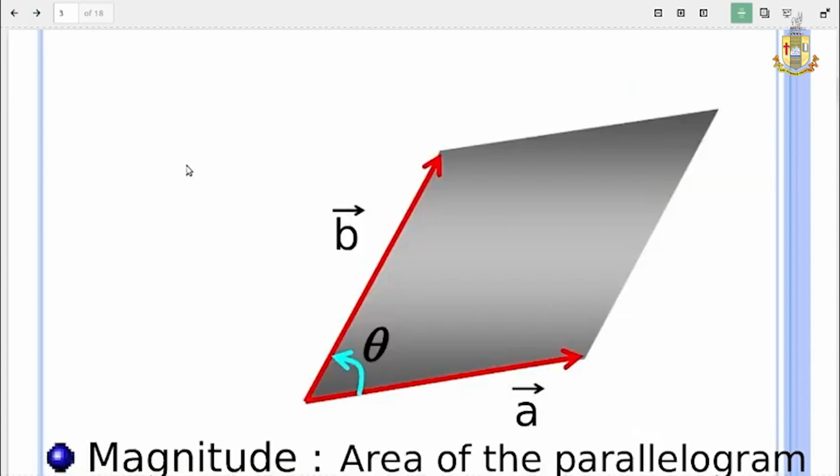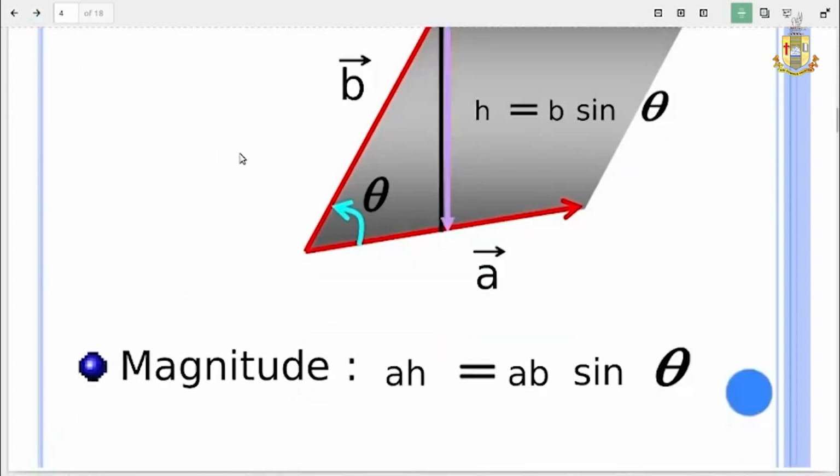Okay, now the magnitude of the area of the parallelogram. If you see, this is a parallelogram. So we are going to calculate the magnitude of this parallelogram. I am going to take theta as the angle between the two vectors, A vector and B vector. So the cross product of the vectors is given by, for the magnitude, A vector cross B vector as AB sin theta.